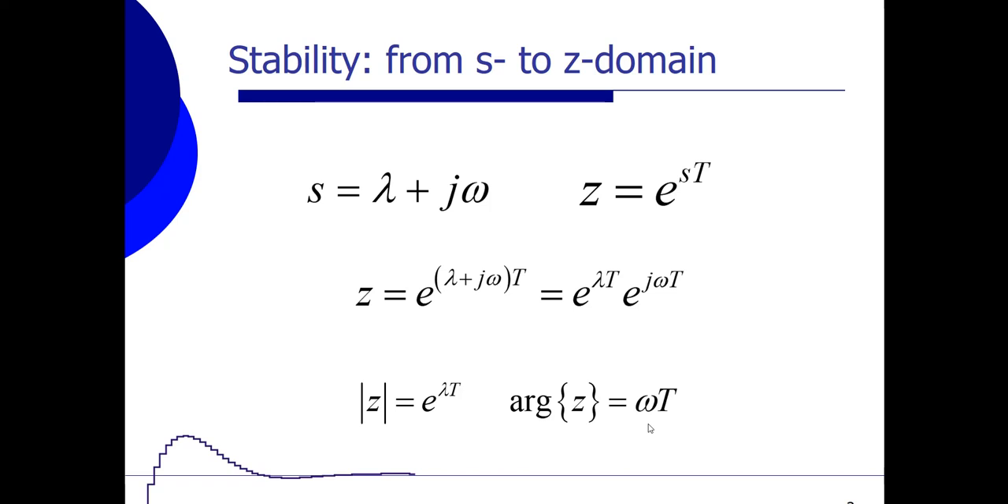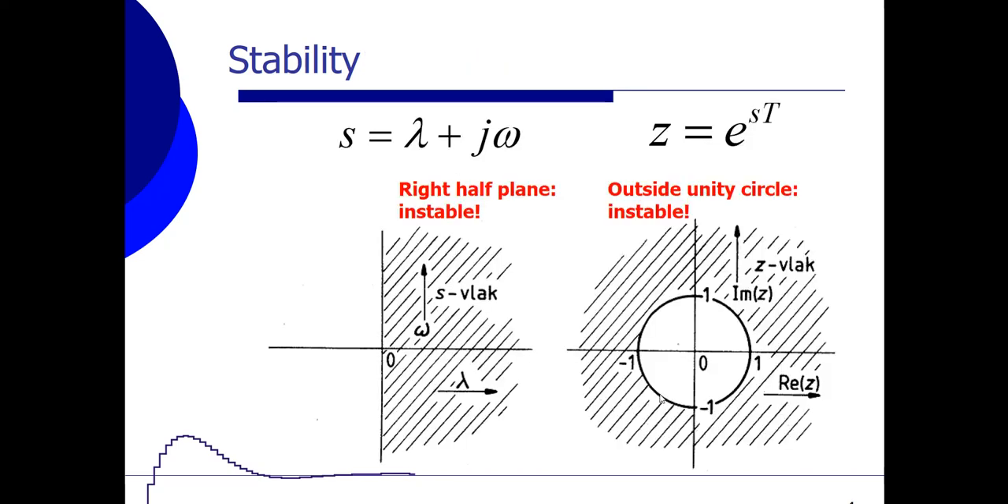And that is a unity circle, a circle with a radius of 1, and of course the phase can keep on going. So this is the unity circle. It stands for the border, like the imaginary axis in the S domain, but then transferred to the Z domain. So when one or more poles are in the right side of my S domain, we are unstable.